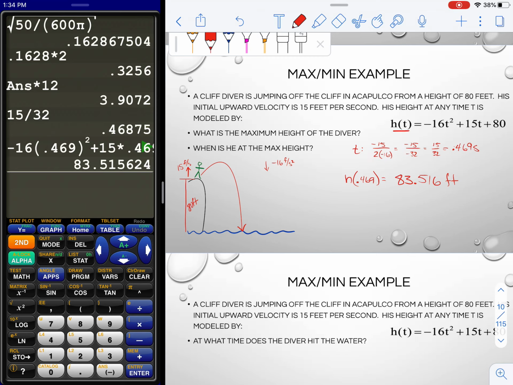So this guy's got a vertical leap of 3.5 feet. He should probably be playing some pretty high level volleyball, or maybe playing some basketball somewhere. But our diver has a max height of 83, and we'll just round to the nearest half foot, 83.5 feet at 0.469 seconds.